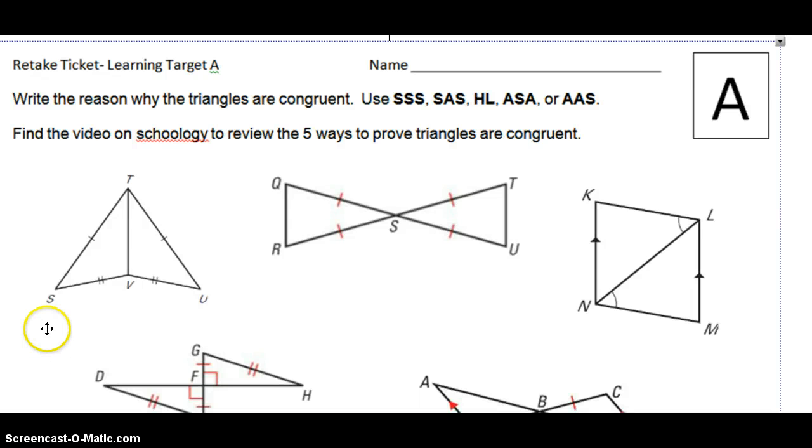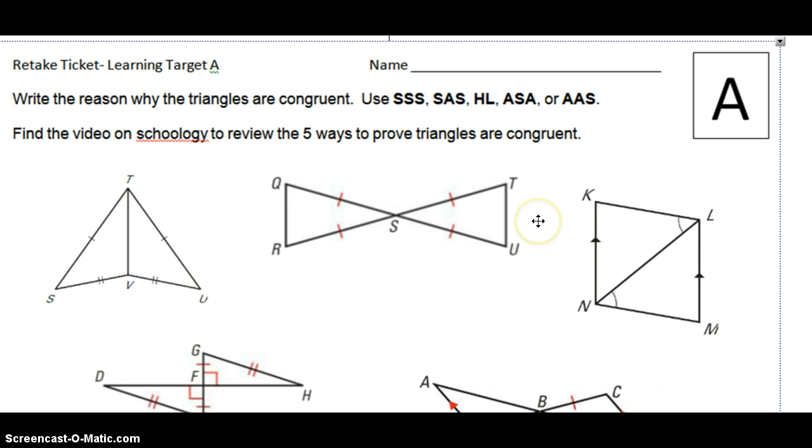All right, welcome. This is the retake ticket for learning target A. We're looking at ways to prove triangles are congruent, shortcuts that we have. We have 5 of them: side, side, side; side, angle, side; hypotenuse, leg; angle, side, angle; and angle, angle, side.